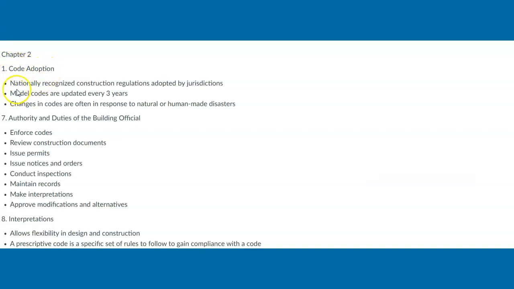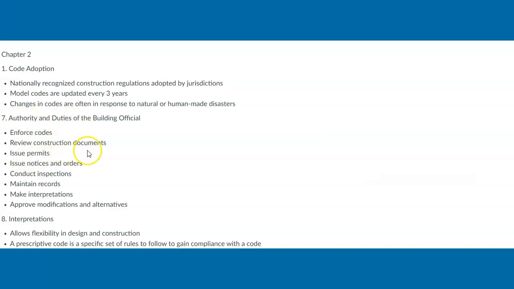What about code adoption? They're nationally recognized construction regulations adopted by jurisdictions. What else about code adoption? Model codes are updated every 3 years. What else about code adoption? Changes in codes are often in response to a natural human disaster. Okay. Number 7, authority and duty of building officials. Well, what about them? They enforce codes. That's the authority they have. That's their duty.